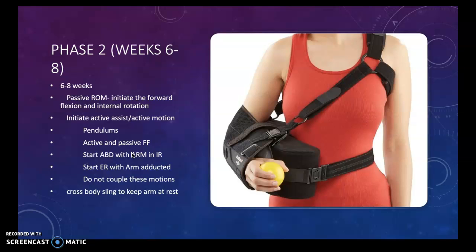You can start abduction with arms in internal rotation. You can start external rotation with arm adducted, but you should not couple these motions as it can really impact the repair time. And you will always have to have a crossbody sling to keep the arm at rest.